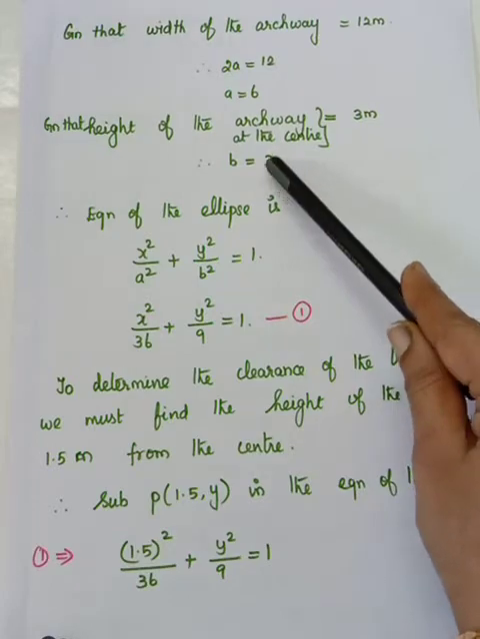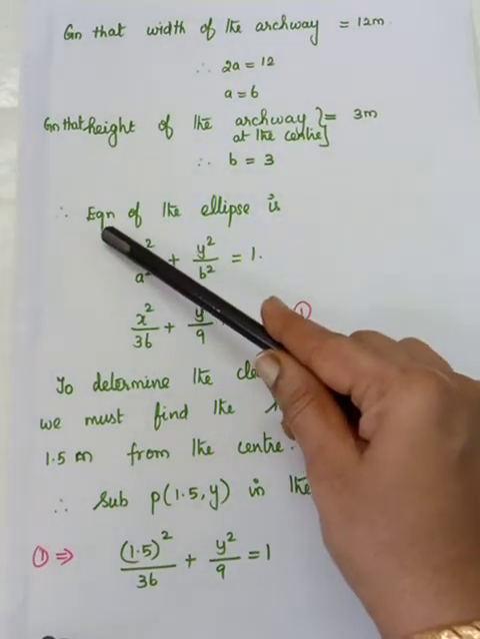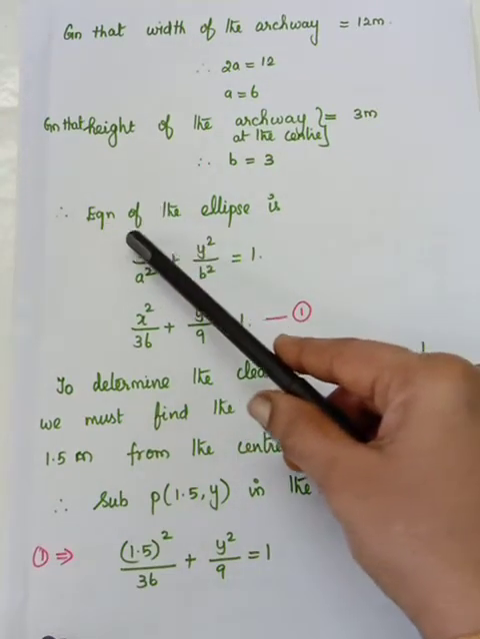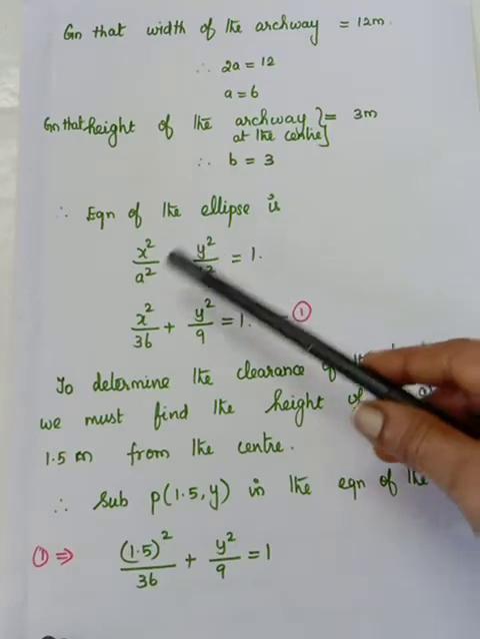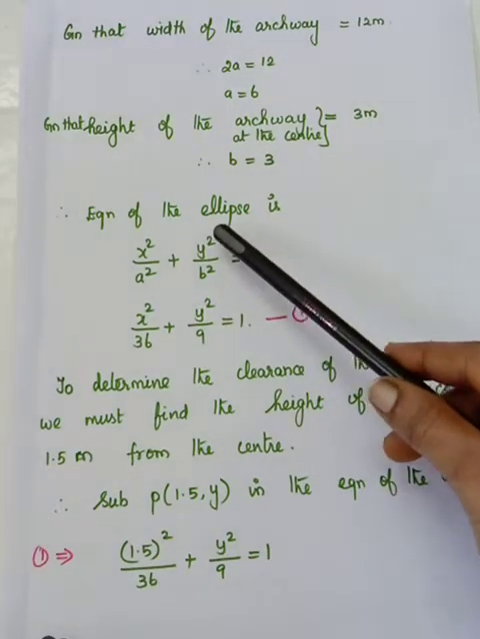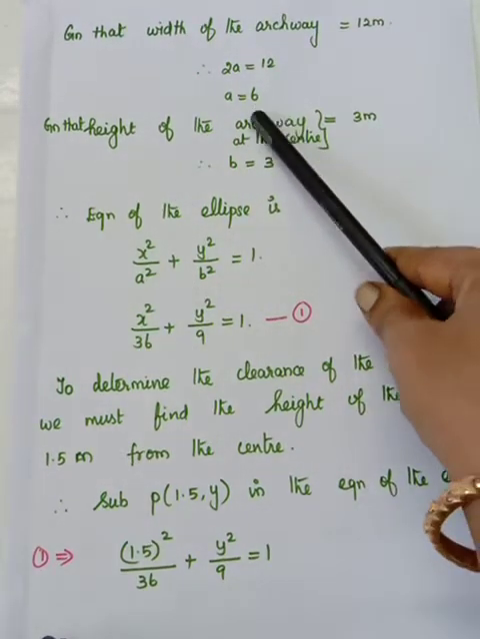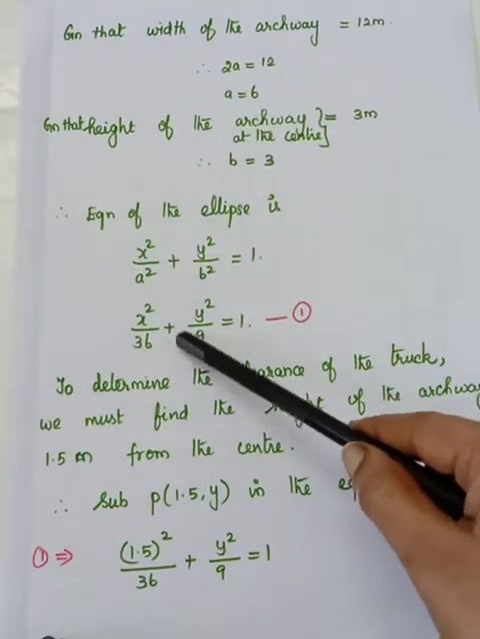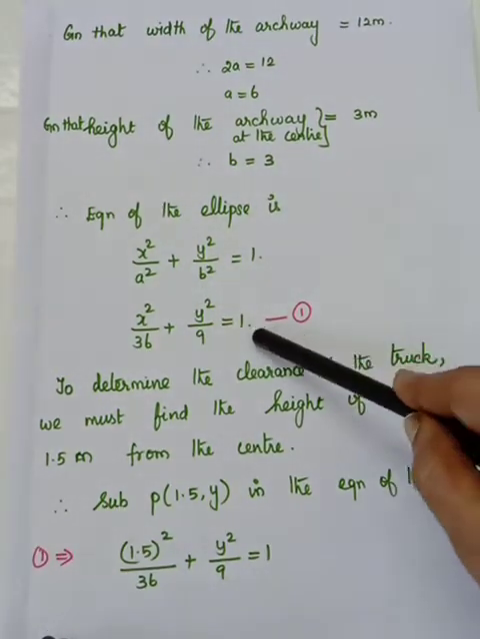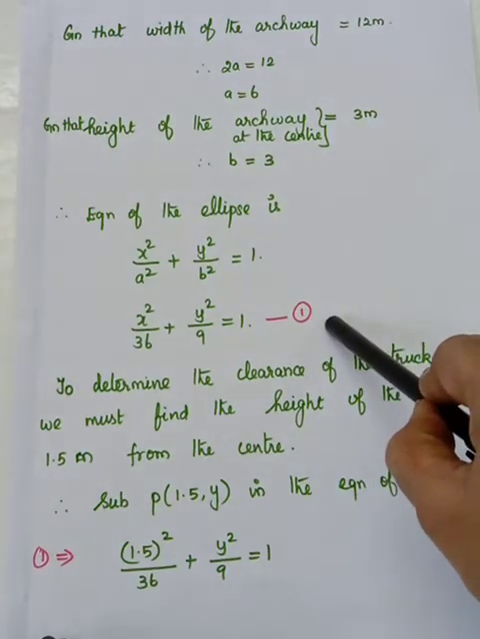According to the property of an ellipse, the archway is in the form of a semi-ellipse, so we can use the equation of the ellipse. The equation of the ellipse is x squared by a squared plus y squared by b squared is equal to 1. Here a is 6, so x squared by 36 plus y squared by b squared, b is 3, so it is 9, is equal to 1. So we have obtained the equation of the ellipse.